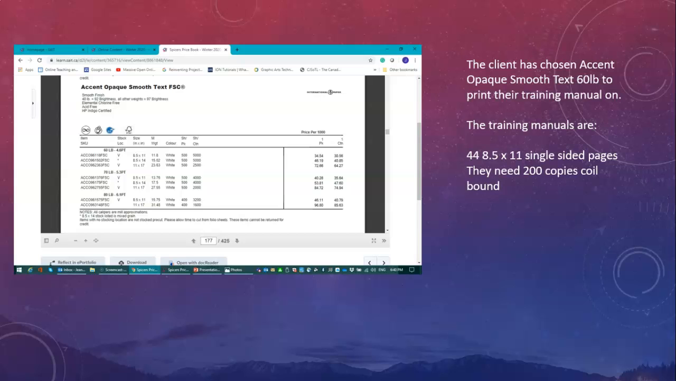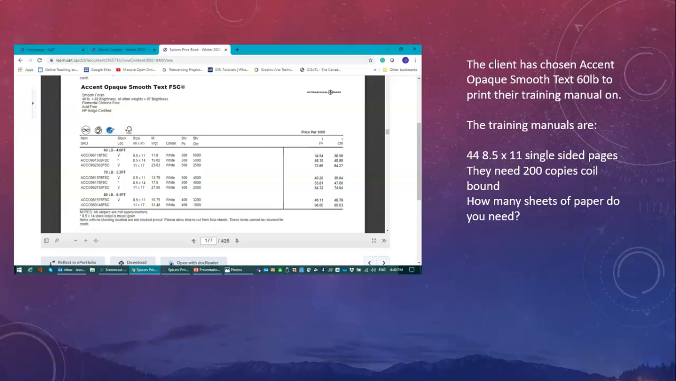In 257 we were supposed to be moving into the bindery and finishing and the costs of running and things like that. I'm going to defer that to next semester, and we're going to finish things there. But I'll talk about 257 in another environment.